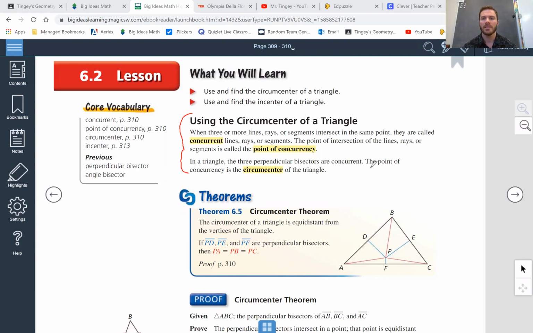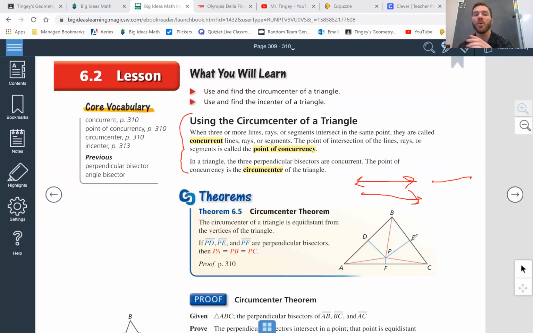When 3 or more lines, now remember a line has 2 arrows, a ray has just 1 arrow on the side and it's got a point here. Sometimes they'll have a ray that starts here and goes out and has an arrow, and then it says find the external angle. You'll see that sometimes. And a segment, you already know what a segment is. It goes from 1 point to another point. These are all segments. You don't see any little arrows, okay?